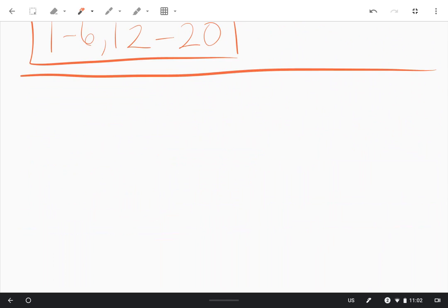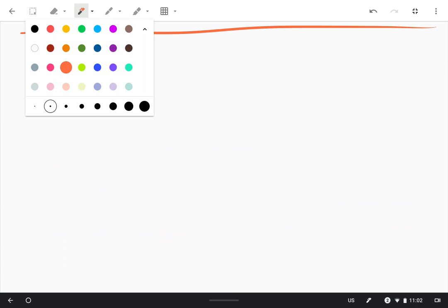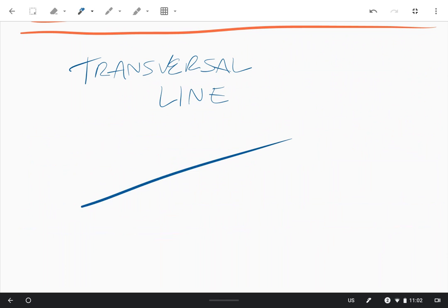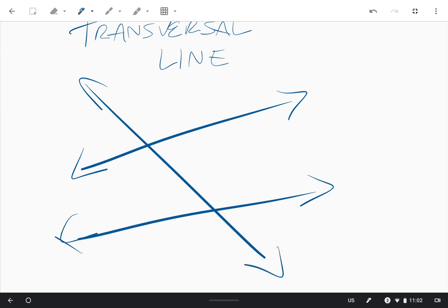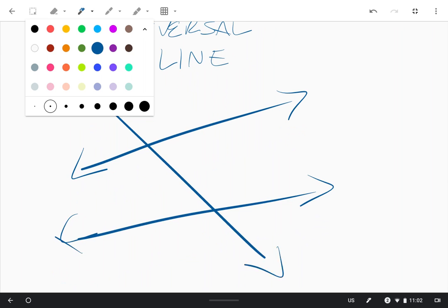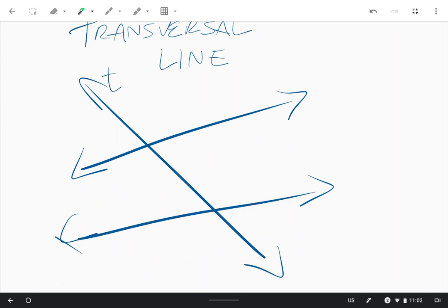Now, the next set of problems deals with this concept of a transversal line. And actually, the next lesson is going to deal with transversal lines as well. So a transversal is when I have two lines, especially parallel lines, and another line cutting through them. This line, and we'll call it line T, is what we call a transversal line. And it does some things to this situation.